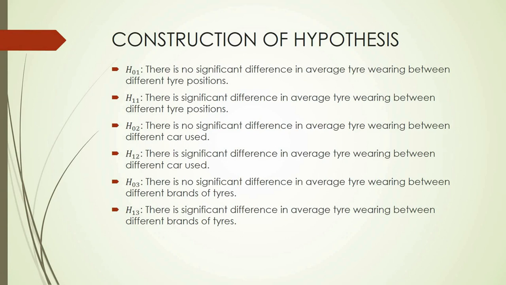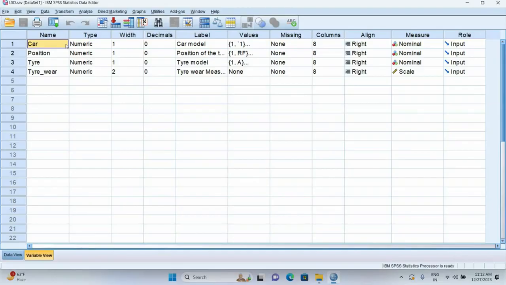Thirdly, H03, the third null hypothesis, says there is no significant difference in average tire wearing between different brands of tires. Against it, the alternative hypothesis H13 says there is a significant difference in average tire wearing between different brands of tires. Now we move into the IBM SPSS software.